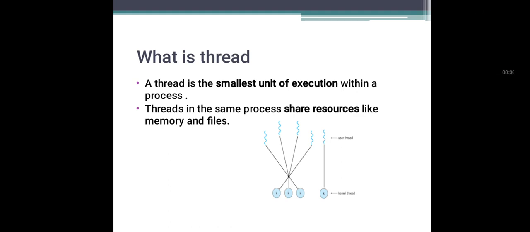Next we move on to what is a thread. A thread is a lightweight process that runs inside a program. Multiple threads share memory but execute tasks independently. Example, MS Word uses one thread for typing and another for spell check and another for autosave. Most commonly, a thread is a lightweight process. It is very important.